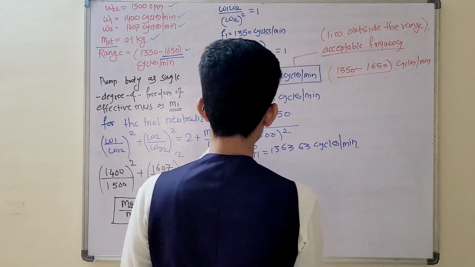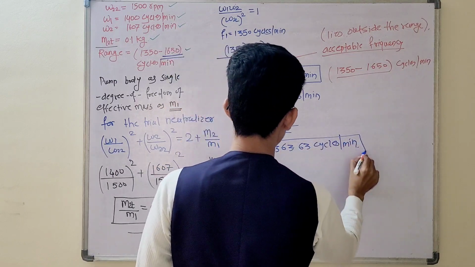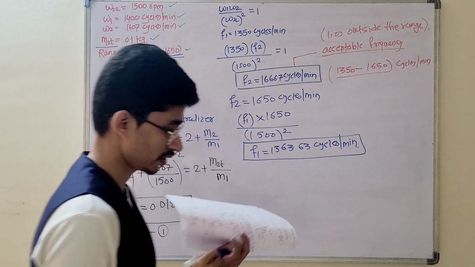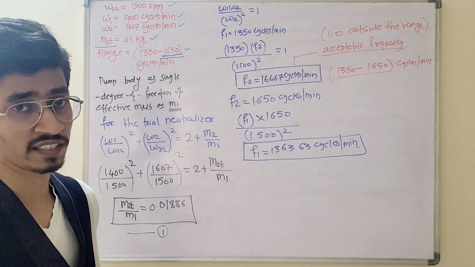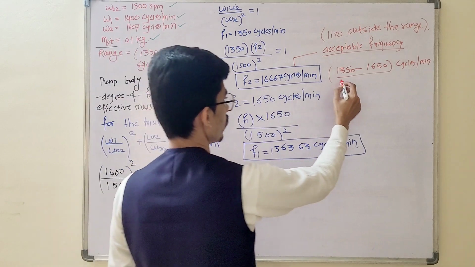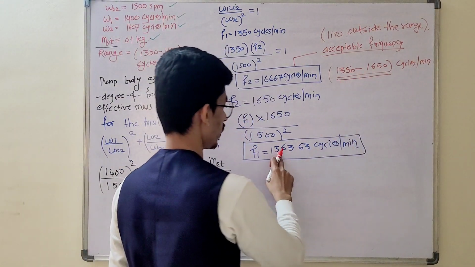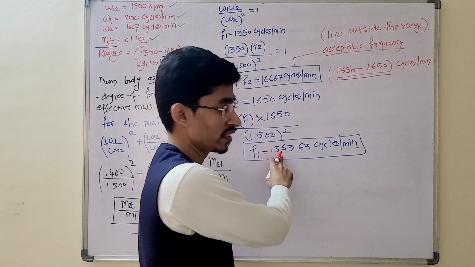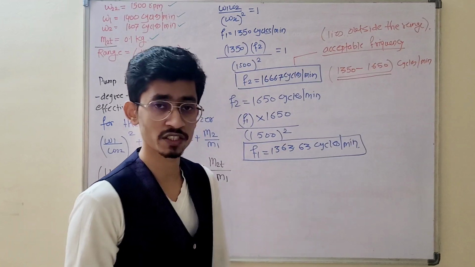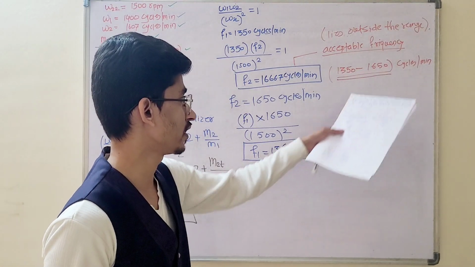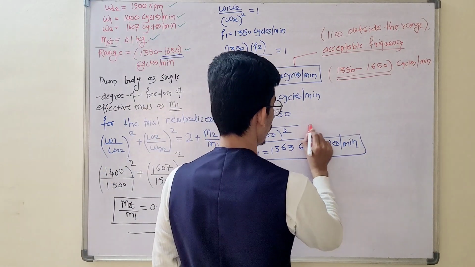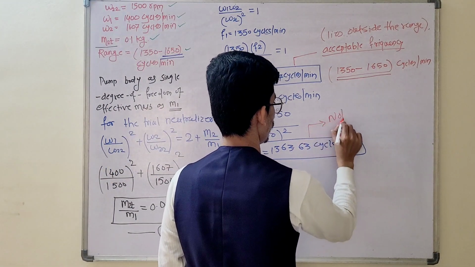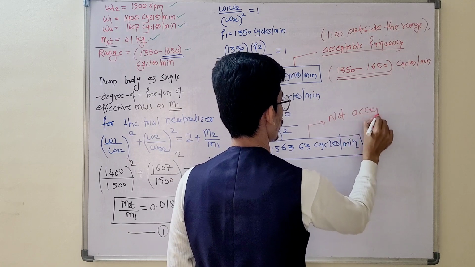Now look at this value, 1363.63 cycles per minute. This lies inside the range. The range is given as 1350 and above, and the value obtained for the lower frequency is 1363.63. That means it lies inside the range, so this frequency is not acceptable.